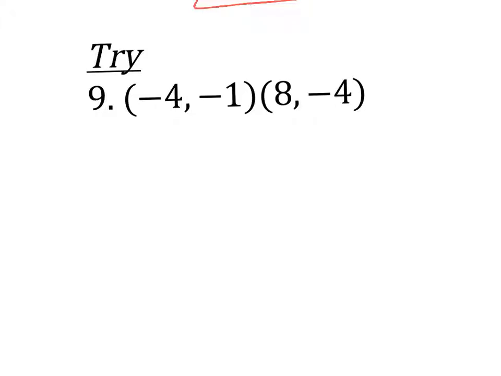Okay, so number 9, first thing I need to do is calculate slope. So y minus y over x minus x. Change the minus to a plus a positive on top and bottom. Negative 4 plus 1 on top is negative 3. 8 plus 4 on bottom is 12. That will reduce to negative 1/4. So there's my slope.